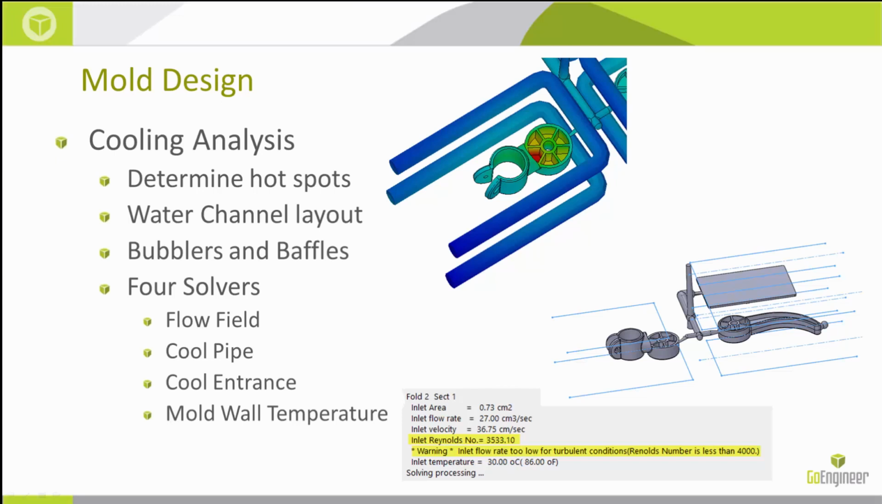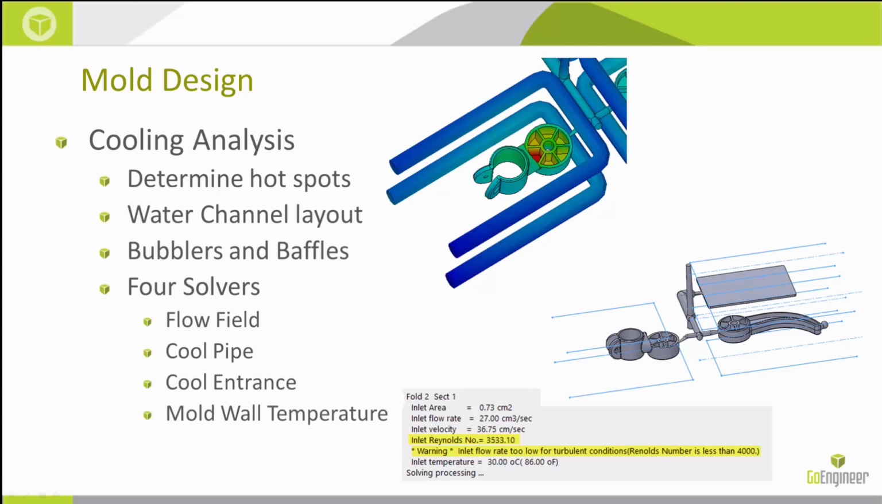It's the second most accurate. You can utilize water channels created from 2D sketches, and you have single inlets and outlets. The third one is cool entrance. It basically solves your heat transfer by determining the convection load from the inlet flow rate and temperature of the coolant. It's not as accurate. It's a little quicker. It may be good for first run base simulations. Typically I always use the cool pipe or flow field.